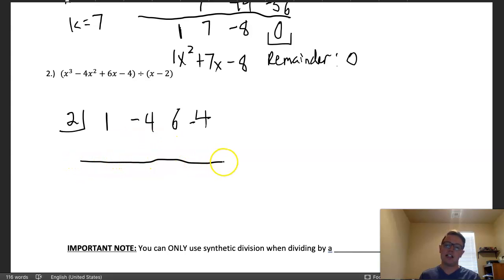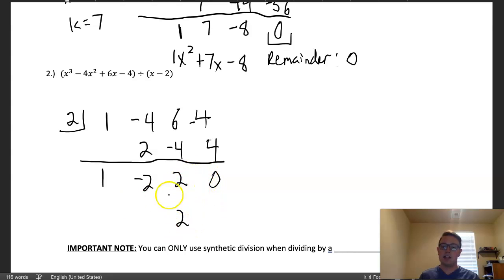We're going to draw our line down here. First step, bring the first coefficient down, so we get 1. We're going to multiply that by k, so 2 times 1 is going to give us 2. Add those together, we're going to get negative 2. So 2 times negative 2 is going to give us negative 4. Add 6 and negative 4 together to get 2. 2 times 2 is going to give us 4, and we'll end up with 0. So we have a remainder of 0.